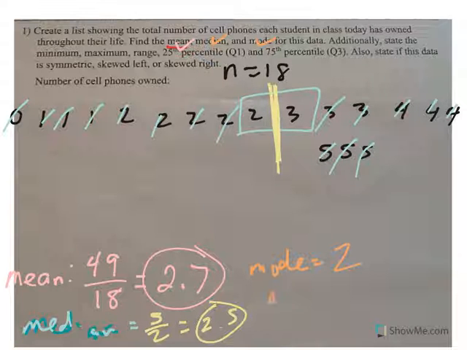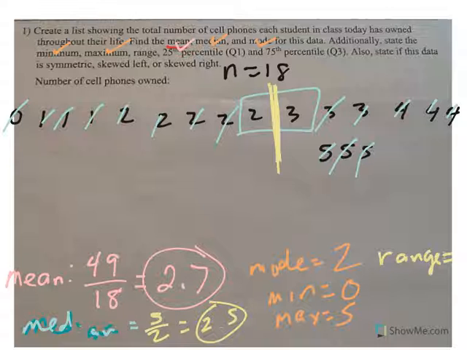Additionally, state the minimum. Minimum is simply the smallest number. In this case, my smallest number is 0. Maximum, what's my biggest number? 5. That helps when you put them in order least to greatest. Okay, so I have min and max. I'm up to the range. The range is the difference between the min and the max. So the difference between 0 and 5 is 5.